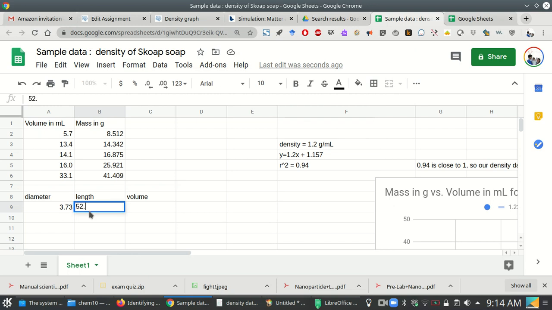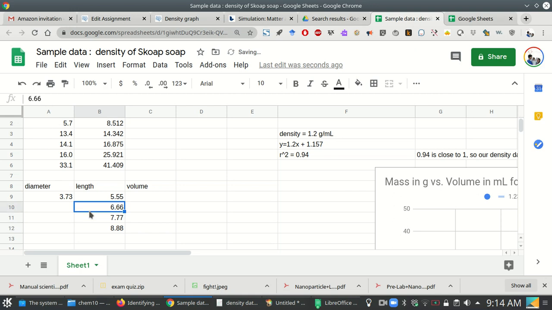Let's say it was 5.255. The length of the medium one was 6.66. Let's say the length of the large one was 7.77. The length of the extra large one was 8.88. All right. And then I'm going to put a column for the mass also right here. Okay.